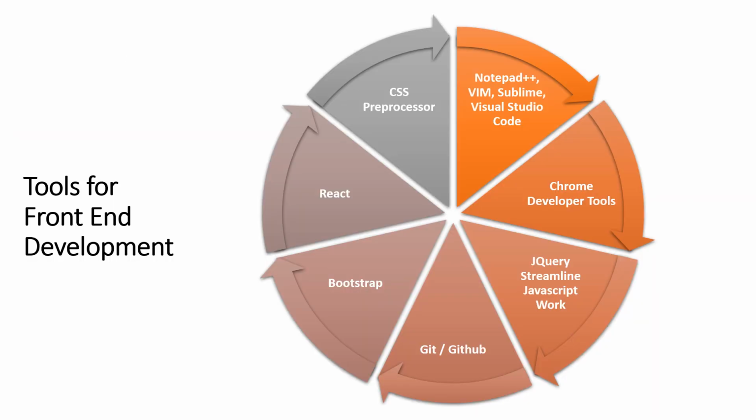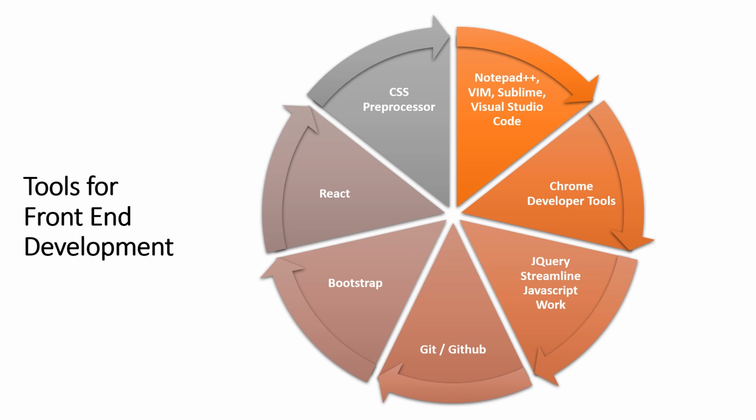So what are the tools which a front-end developer uses? Notepad++, Vim, Sublime, Visual Studio Code. All these are editors where you write the software, write the HTML, CSS and stuff. Chrome Developer Tools is another one which you use for debugging, and jQuery streamlines the JavaScript work.